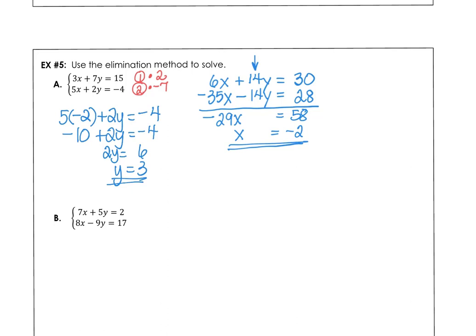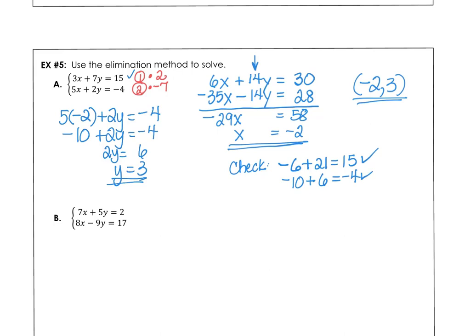So again, I have my solution, x, y, but we want to check that solution to make sure that we haven't made any mistakes. Is 3 times negative 2, that's negative 6, plus 7 times 3, that's 21. That does check out to be 15, so we know equation 1 is true. And then 5 times negative 2 is negative 10, plus 2 times 3, that's 6. And yes, that one is true as well. So we know that we have found the right solution.